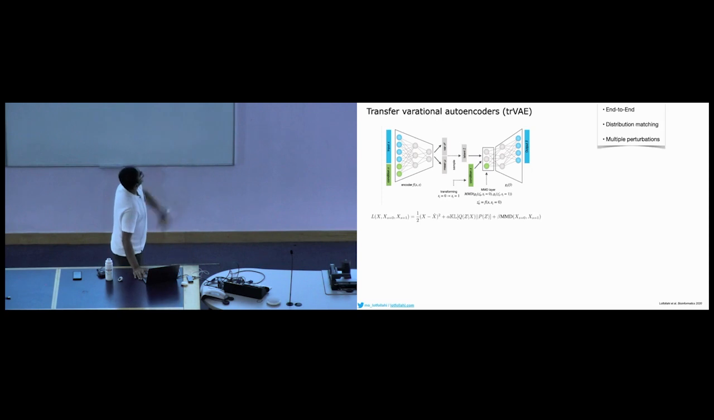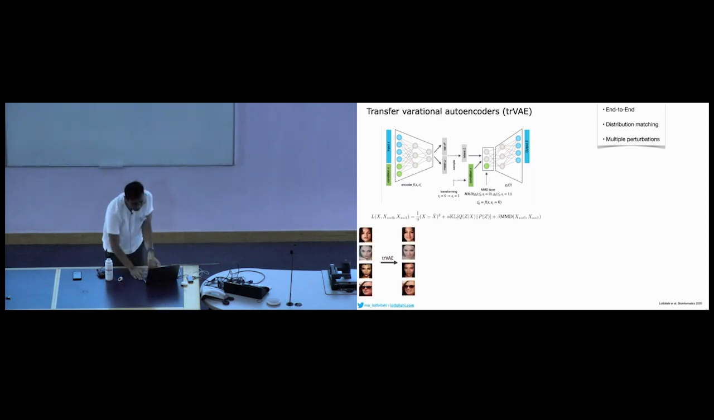And later, in the second iteration, we formulated this as a distribution matching problem. If you take the distribution of the healthy cells and the disease cells, can you learn a mapping to match these two distributions? If you learn this mapping, then you can actually push cells from one distribution to another.